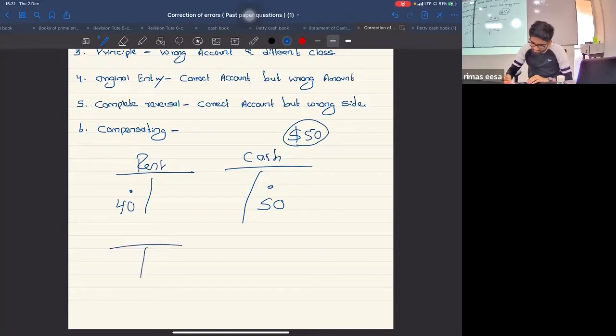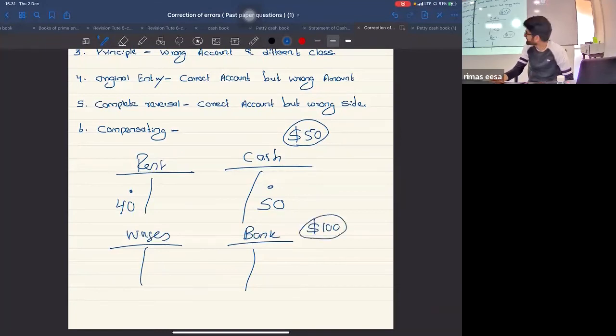I am going to give you another error where you are paying for wages from your bank account, $100. You should debit wages, credit bank. You debit 100 here, but by mistake you credit 90 here. Looking at only this error, is debit and credit equal? Not equal, meaning your trial balance won't balance.